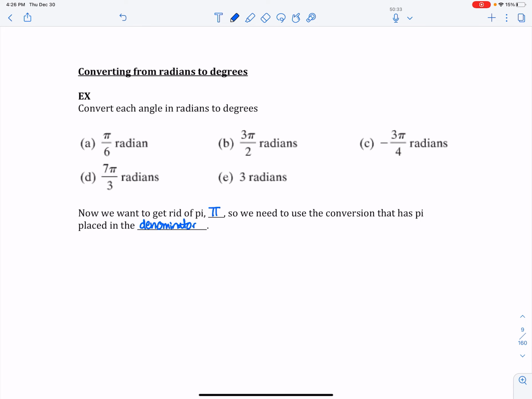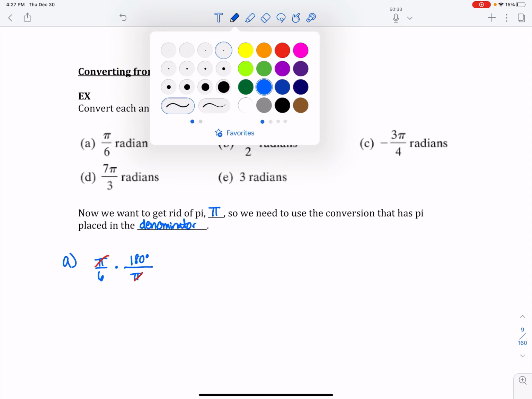Okay. And the reason why I want it in the denominator is I want to be able to cancel it out. So let's check this out. We start with pi over 6. And if I want to go from radians to degrees, I want to use 180 degrees over pi. And once again, the pi's will cancel each other out. Okay? So that's what you want them to do.